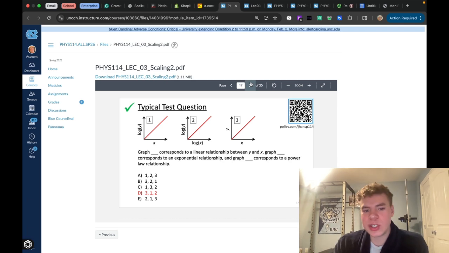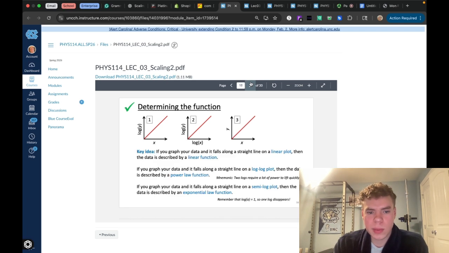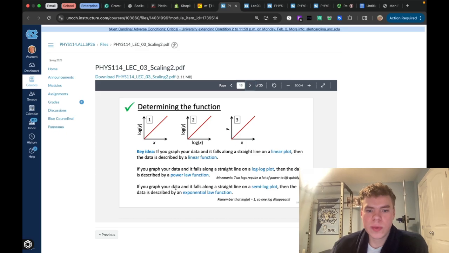Is there like an explanation about it? Key idea: if you graph your data and it falls along a straight line on a linear plot, then the data is described by a linear function. If you graph your data and it falls along a straight line on a log plot, then the data is described by a power law function.